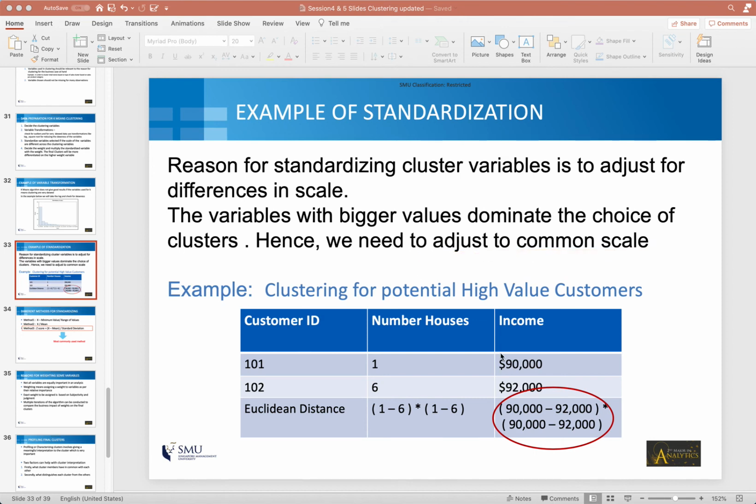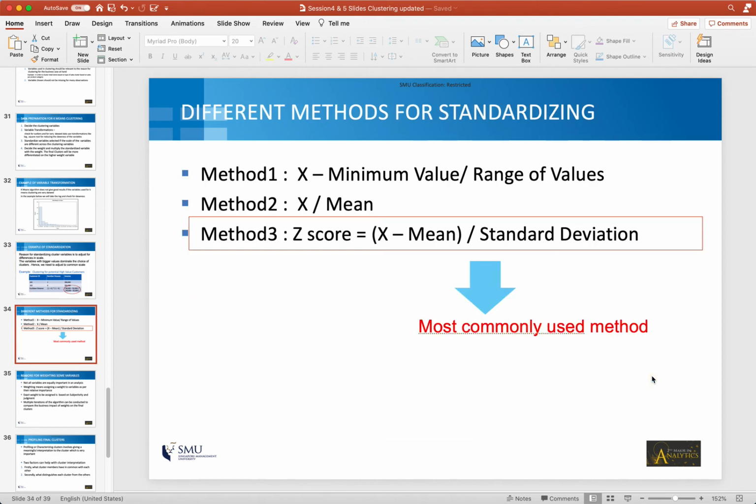So how do we do that? Let's look at some ways of doing that. This is known as standardizing. There are different methods in which you can standardize, or in other words, make the scale similar. And the third method is called the Z-score. You might have come across this value, the standardized score, when you did your introduction to statistics course. Basically what you do is you subtract the mean and you divide by the standard deviation. That is essentially the way you can standardize.